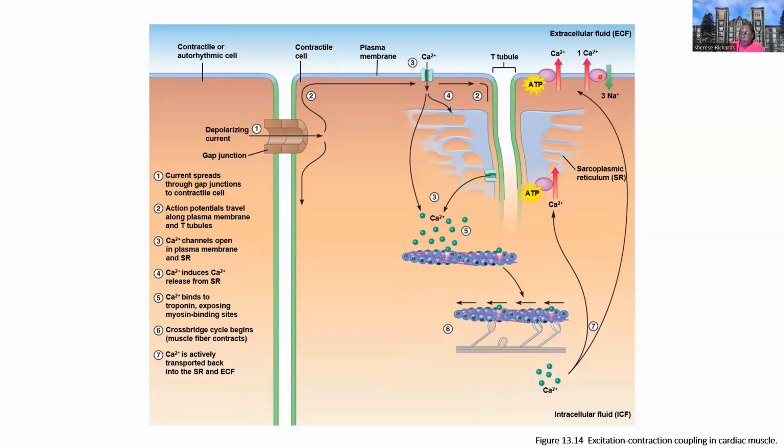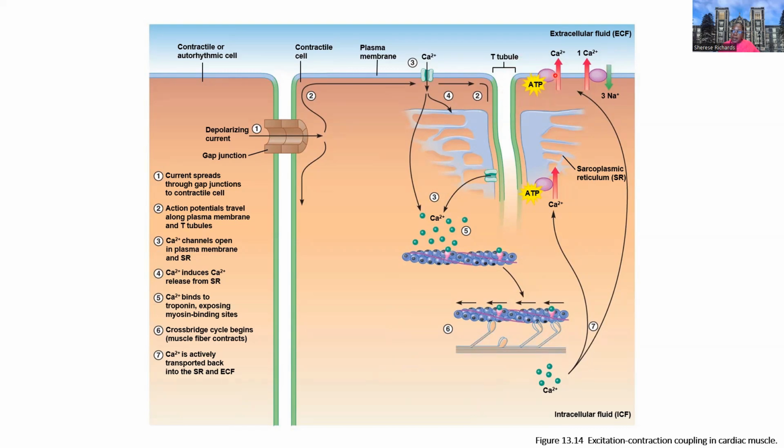Actually, three ways, because we have two ways that it can leave the cell entirely, and then it can also go back into the SR. So one is via the calcium ATPase pumps that pump it back into the SR. Two is via the calcium ATPase pumps that pump it out of the cell. And then three is by the sodium calcium exchanger. So this is an example of a secondary active transport, whereas this is primary active transport.